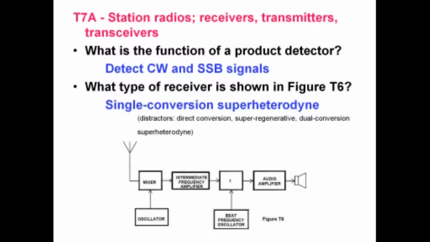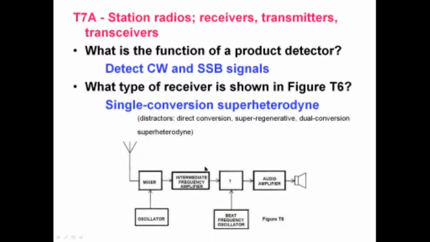So our first slide this evening is, what is the function of a product detector? A product detector is a device that detects CW, which you'll remember means Morse code, and single sideband signals. And we're going to be talking in much more detail about single sideband in T8 this evening.